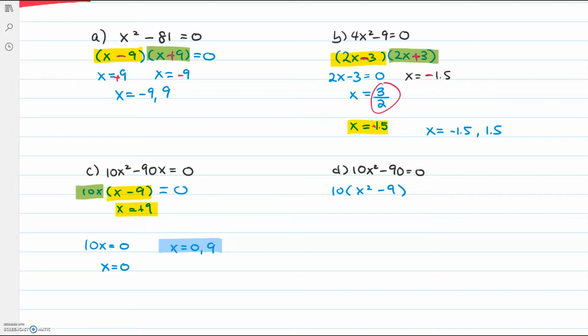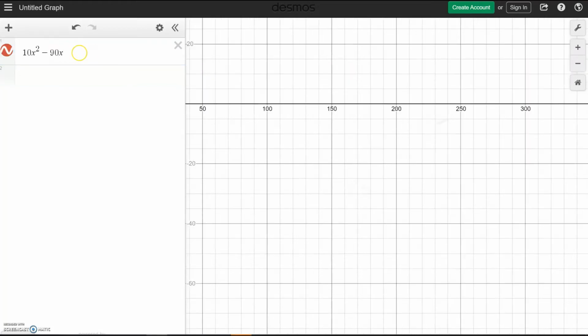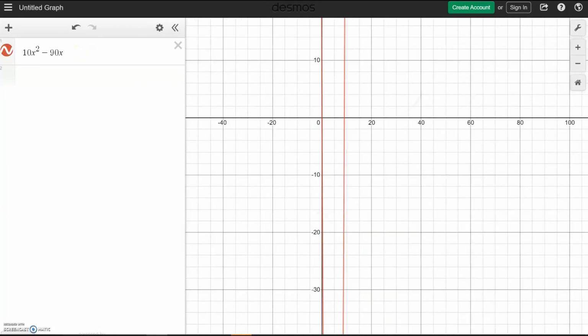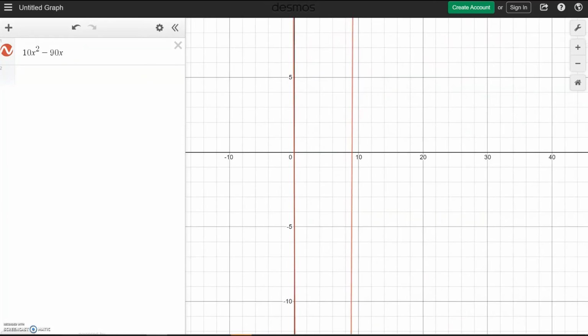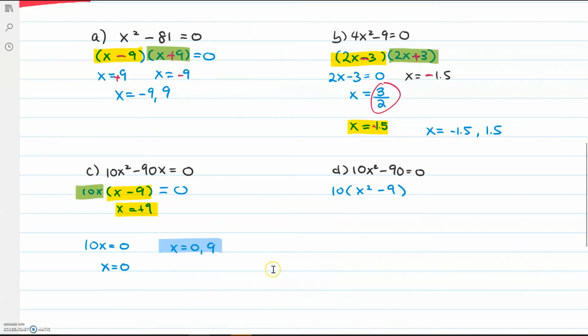Again, I'm going to graph this one out to show you what that looks like. So we have here 10x to the power of 2 minus 90x. Where's my graph? There we go. So my two values of x are (0, 0) and (9, 0). Okay.